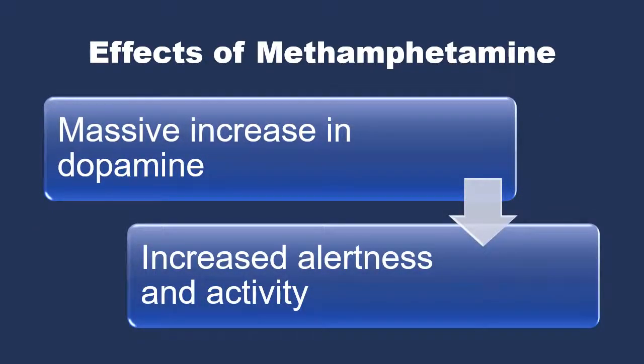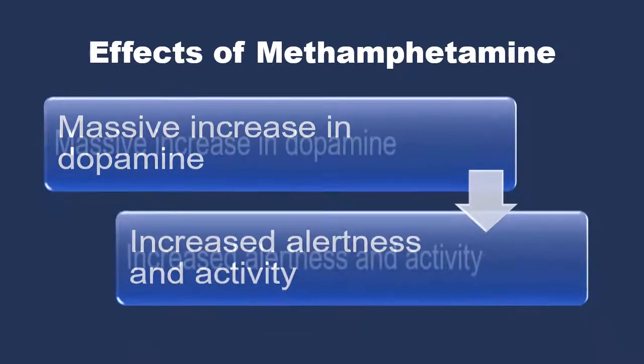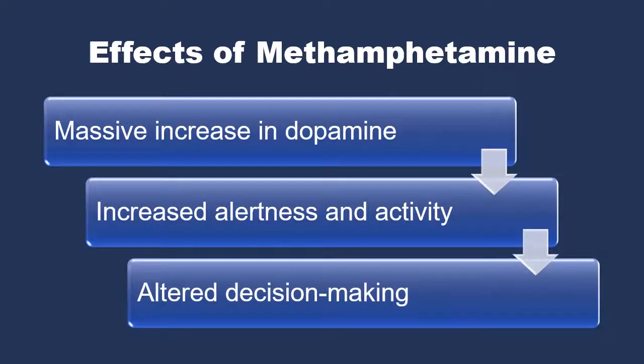Amphetamines can also increase the excitability of dopaminergic neurons by its action on glutamate neurons. This increase in dopamine results in increased alertness, increased physical activity, decrease in appetite, increased heart rate and breathing rate, and an increase in blood pressure. They also cause altered judgment and altered decision-making, often leading to increase in risky behaviors.